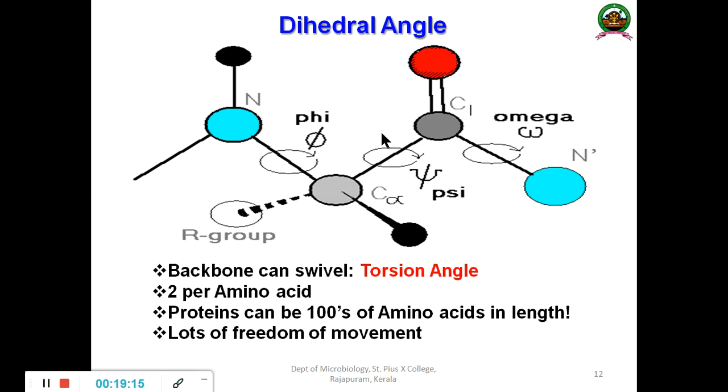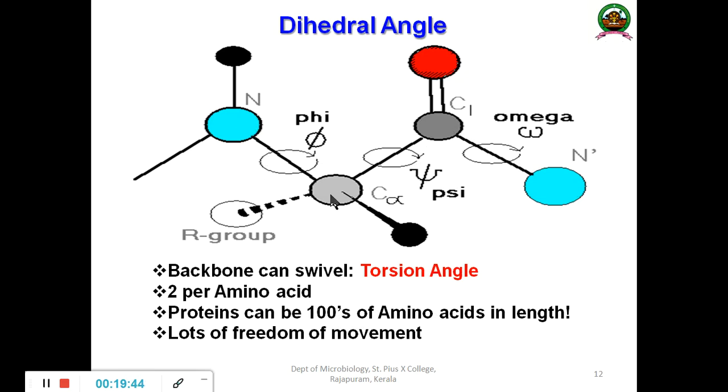So you will know that both the torsion angles are flexible. Then you can imagine how much flexibility one particular protein can produce. How flexible the protein will be. So if a protein is 100 amino acids in length, and you check all the possible conformations that particular protein is going to give, that is a very huge number of conformations.